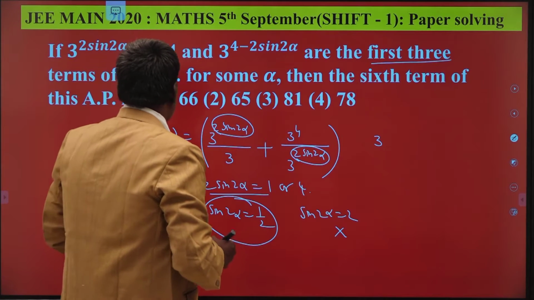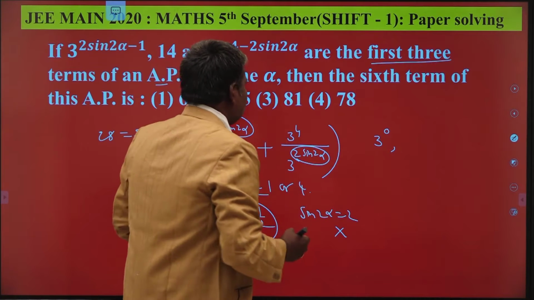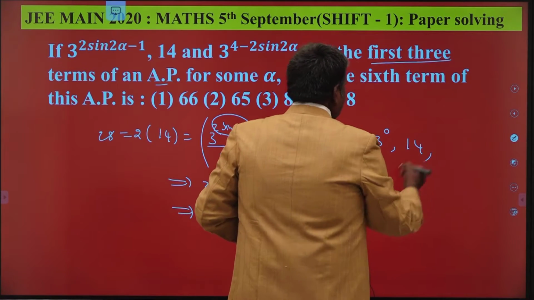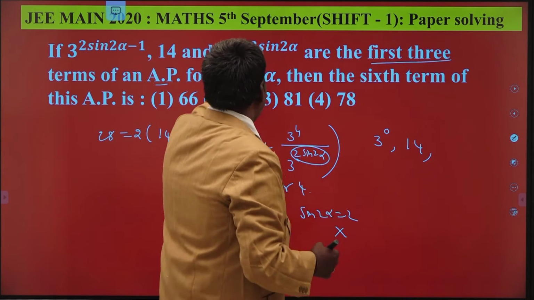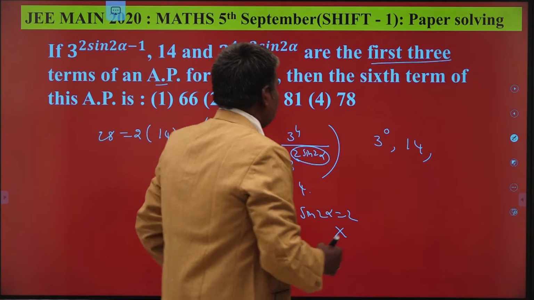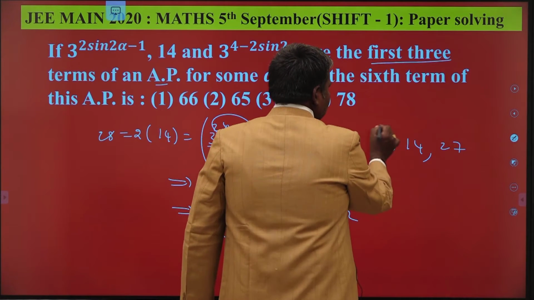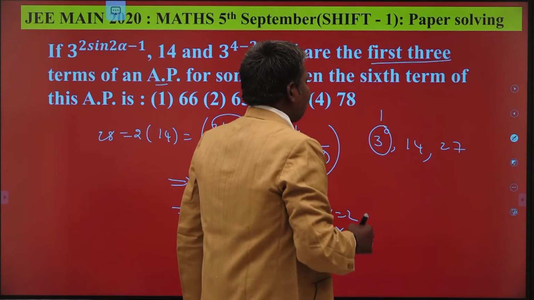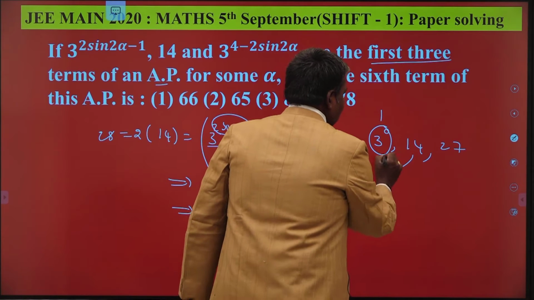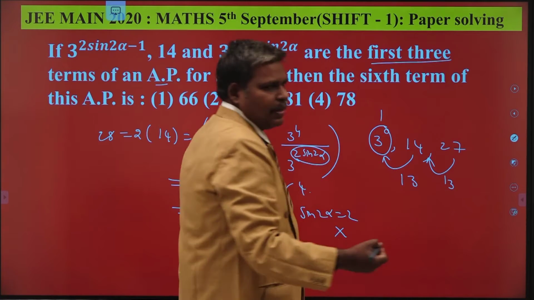1, 1 minus 1 is 0, that is 3 power 0 is your first term, and 14 is your second term, and the third term is what, 3 power 4 minus 2 sin 2 alpha, what is the 2 sin 2 alpha value, 1, 3 cube, that is 27. So the first three terms are in this manner, 3 power 0 is nothing but 1, 14, 27, so the common difference is 13 here. In an AP, the common difference is 13.